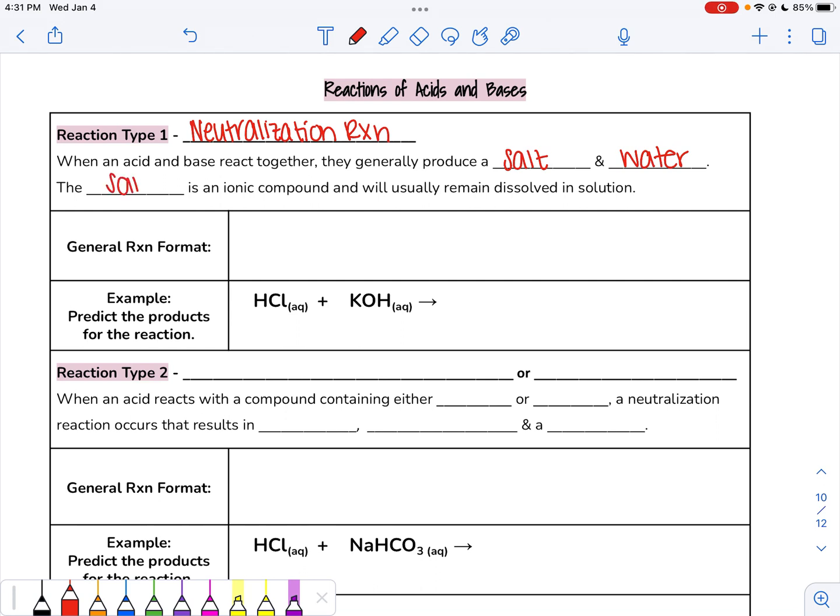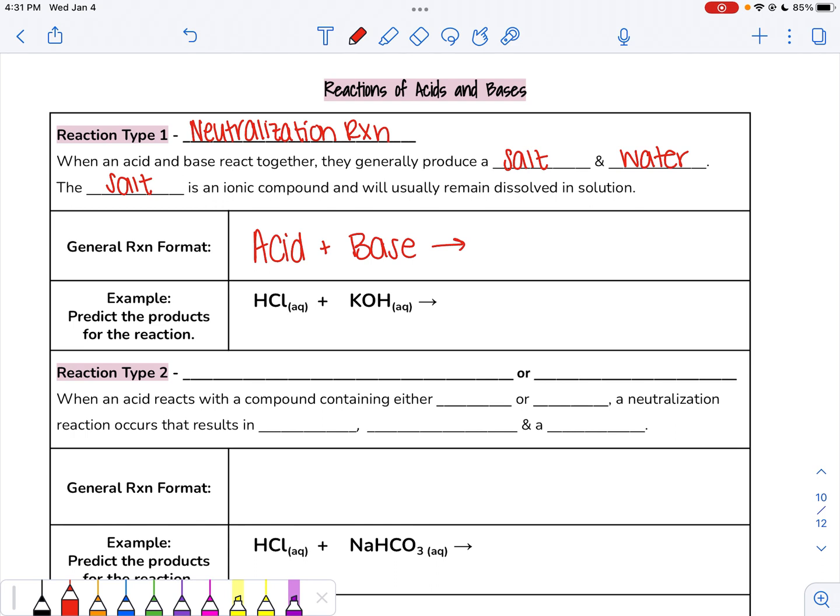A salt is not just table salt, NaCl. A salt actually refers to an ionic compound. Any ionic compound can be called a salt. And the salts that are produced from neutralization reactions will generally remain dissolved in solution. So think for a second what state of matter we call dissolved in solution. Think about how we might write it in our reaction format when we start predicting products.